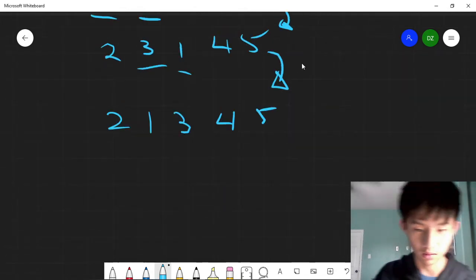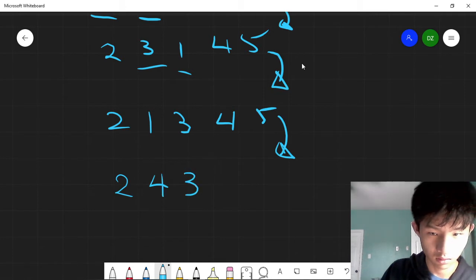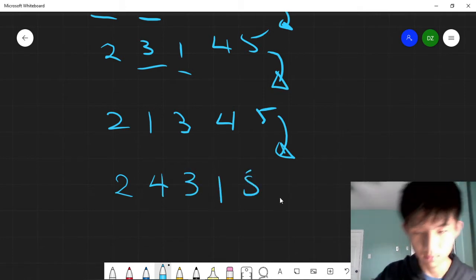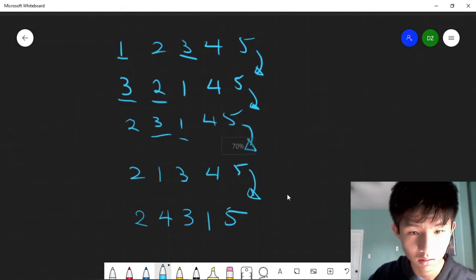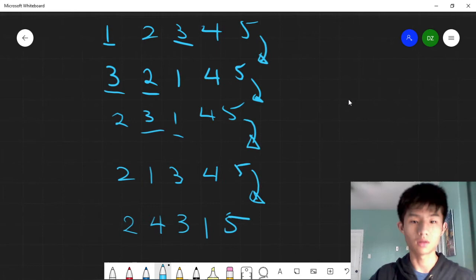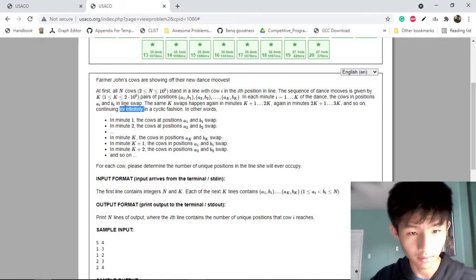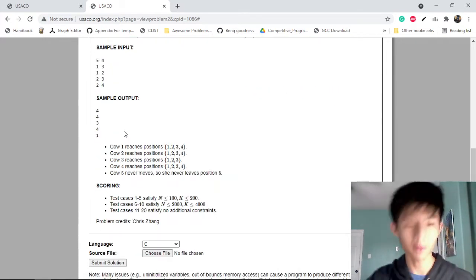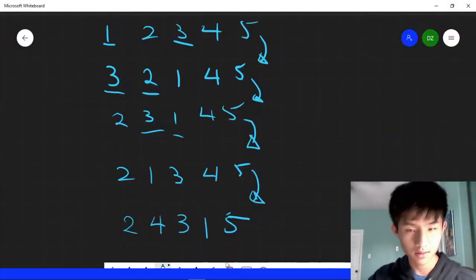So 2 and 4. And this is what it ends up with. So, yeah, your goal is, let's say these cows move infinitely or indefinitely. Count the number of positions each cow meets, right? The answer says that 1 will reach 4 positions, 3 will reach 3, and 5 will reach only 1. So you can see kind of a pattern.